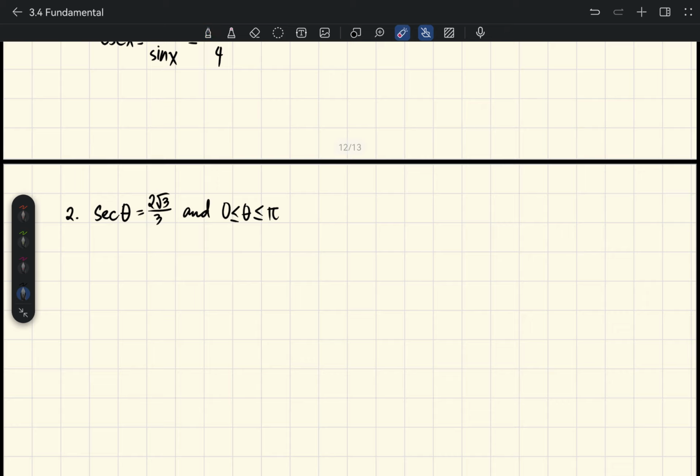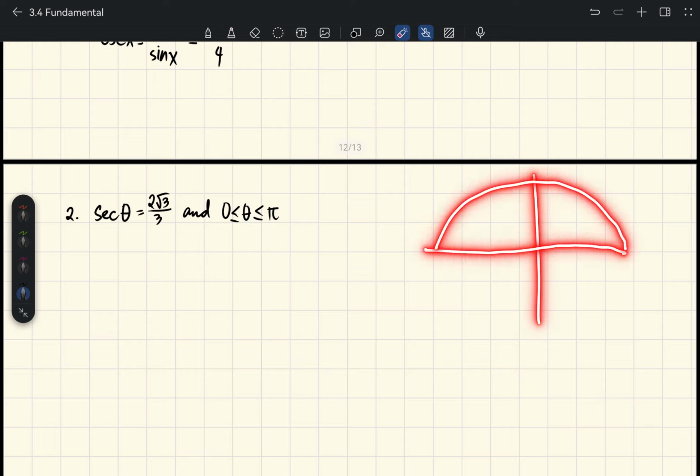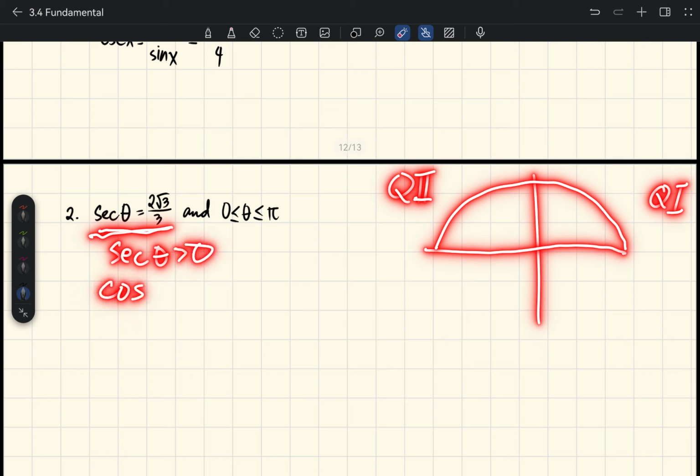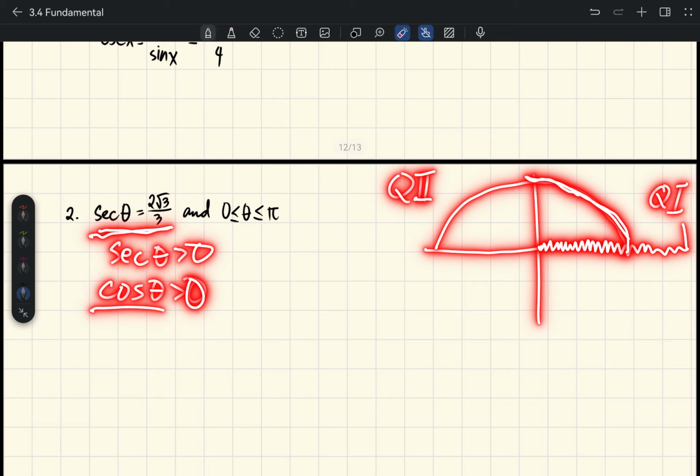First, if your theta is in between 0 and pi, that means we're considering values in quadrant 1 and quadrant 2. But if secant theta is positive, that also means that your cosine theta is positive. And cosine theta corresponds to x coordinates. So that means we are considering values of x which are in this side. Therefore, we are considering only quadrant 1.